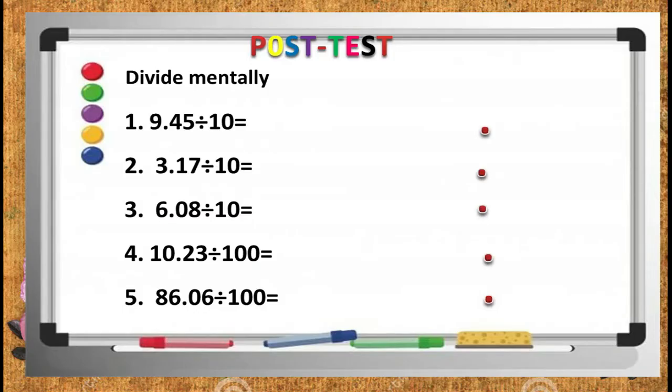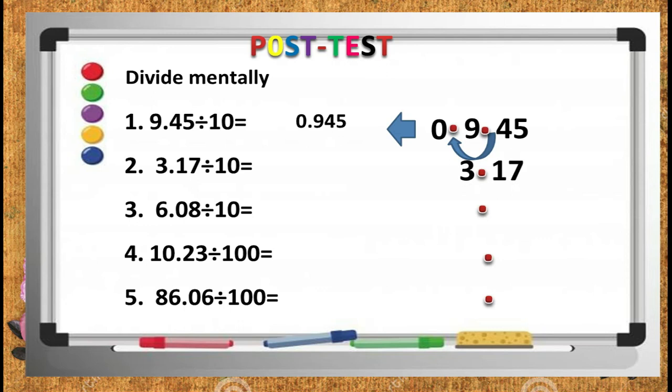Divide mentally. For number 1, 9 and 45 hundredths divide 10. Move the decimal point 1 to the left. Here is the decimal. Write 0. The answer is 945 thousandths. For number 2, 3 and 17 hundredths divide 10. Move decimal point 1 to the left. Here's the decimal. Write 0. The answer is 317 thousandths.